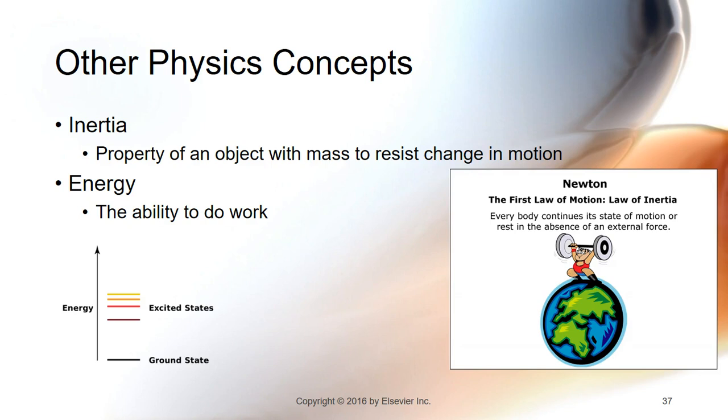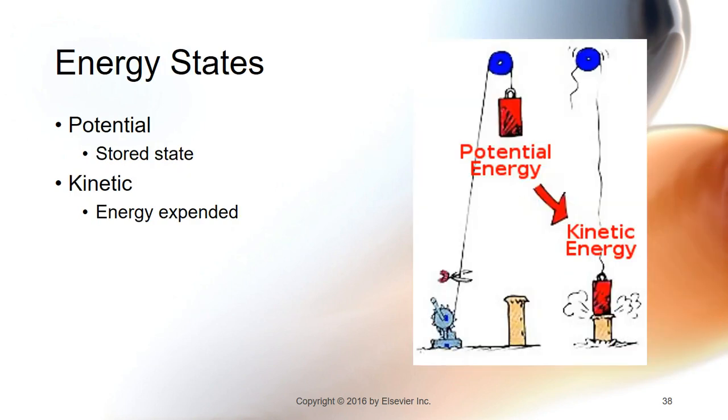Then you have energy, which is the ability to do work. If it's at rest, it resists change, but when it does change, it becomes energy. So this is the ability to work. And with the ability to do work, for energy we have two different states. We have the stored state, which is potential, and then when it's expended, it's kinetic.